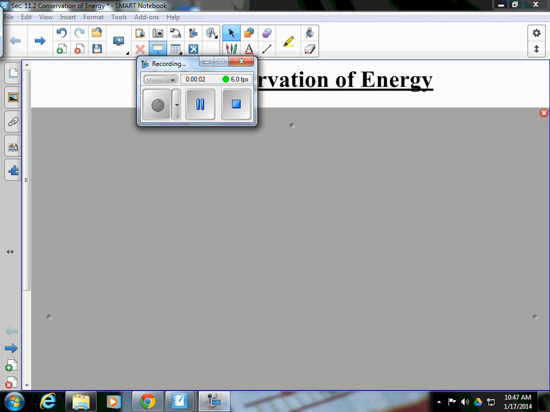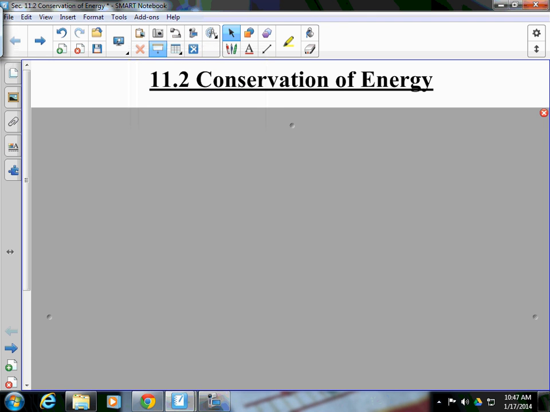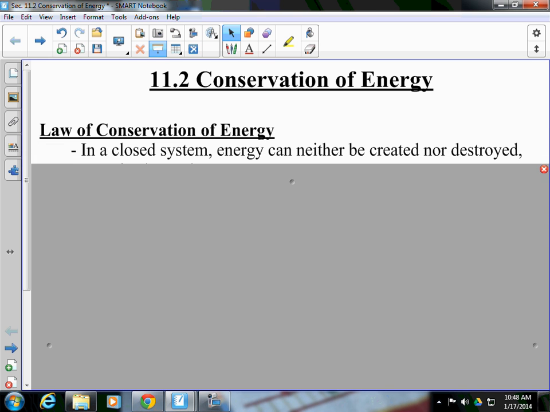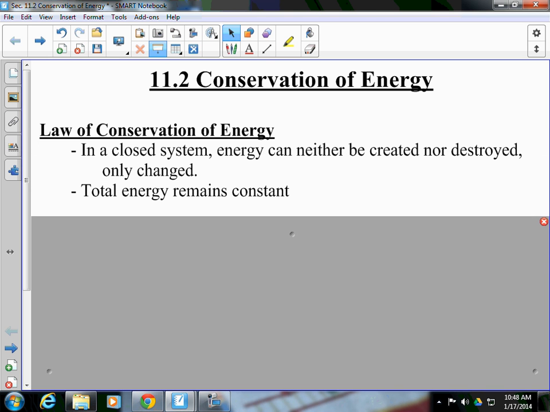Section 11.2 leaves off where section 11.1 ended. Remember in 11.1 we were talking about kinetic and potential energy and how they are linked together. If I lose potential, I'm most likely gaining kinetic. Well, this whole idea is called the conservation of energy. Remember, energy cannot be created nor destroyed. It only can be changed.